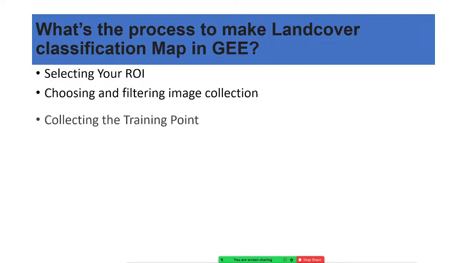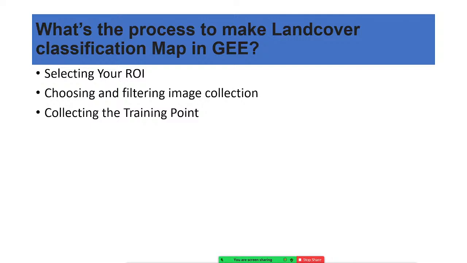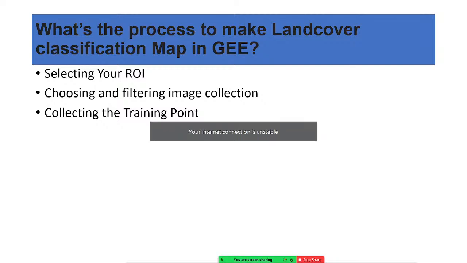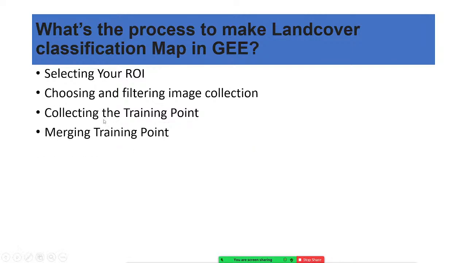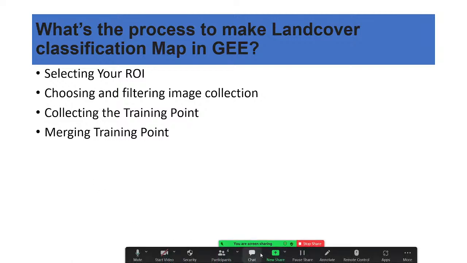Then you need to collect the training points. You collect some training points for a specific feature, for example urban, vegetation or water body. This is another part here, and then you need to merge all of these training points together. Okay, you need to merge all of the training points.